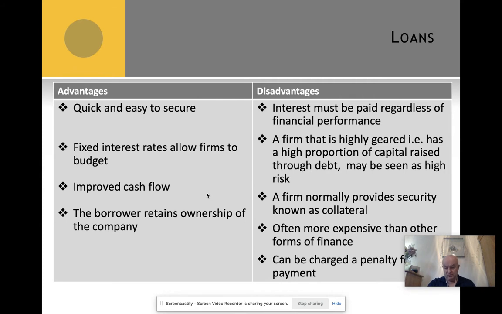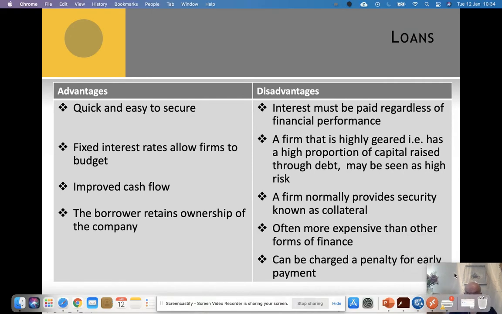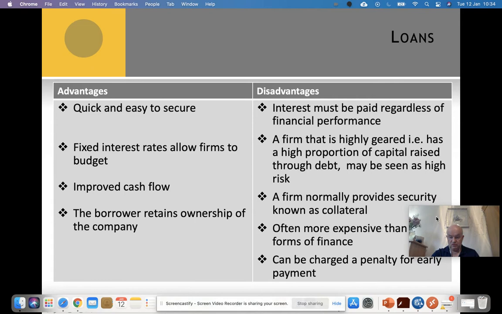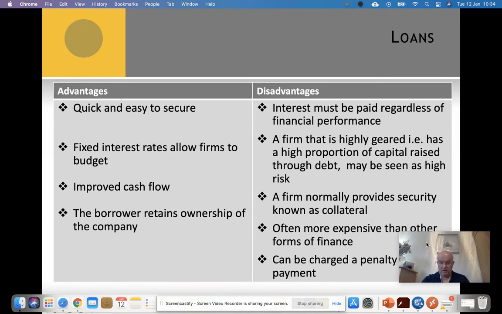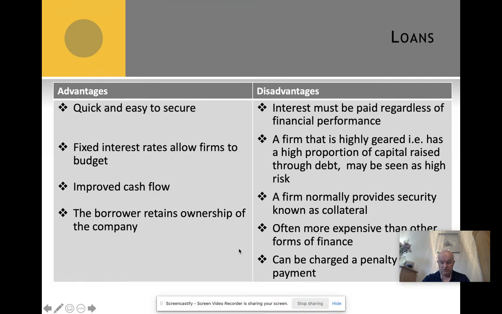In lots of cases, a firm that is providing a loan will sometimes ask for collateral, which is effectively almost like security to say, well, if this loan doesn't work out and you can't pay it back, what are you going to do to make sure that we do get our money back? Okay. Sometimes quite expensive, and in some cases there can also be some penalty fees charged for early payment. So again, depending on the deal that you've struck with your loan provider, that will depend very much on the different options that you've got available to you. Okay.